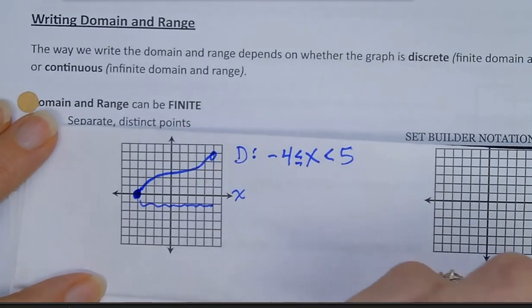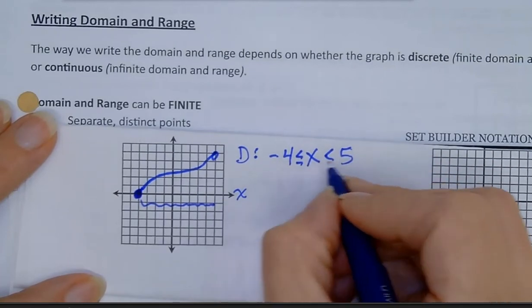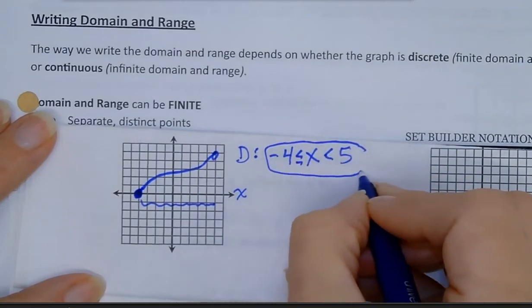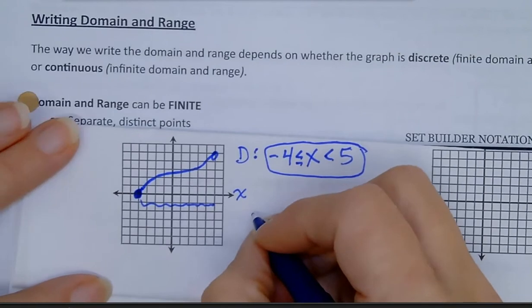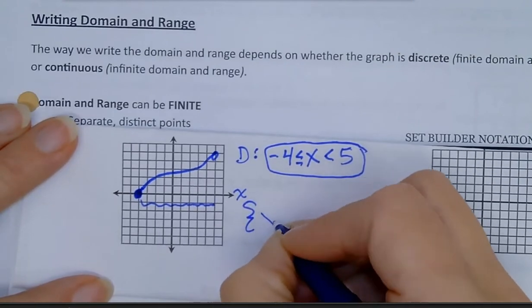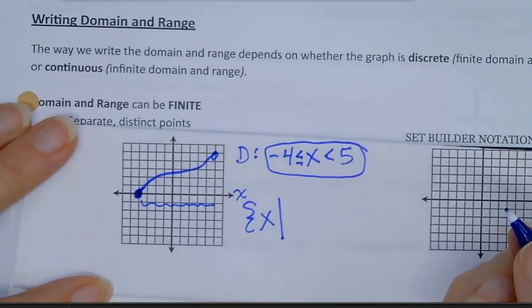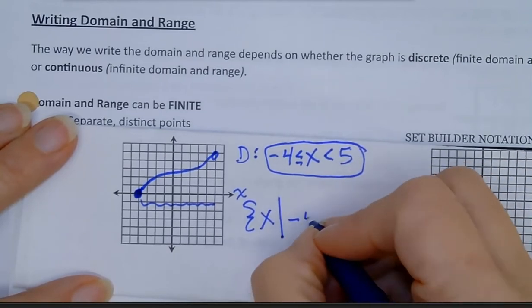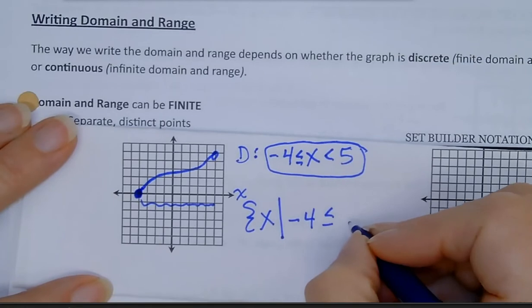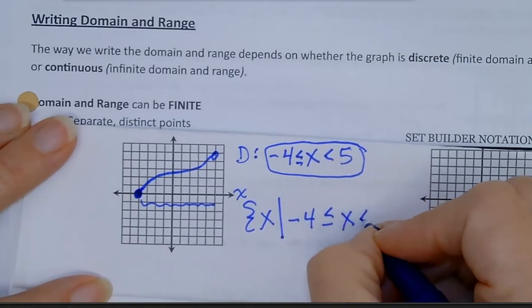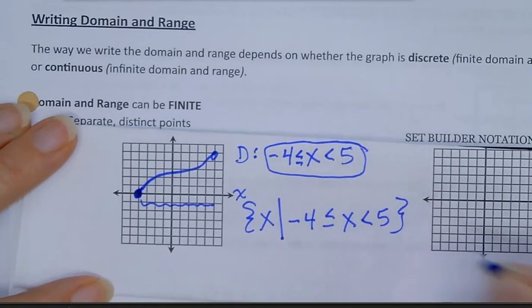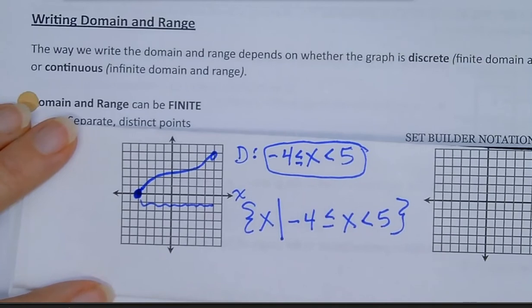Okay, so if I want to put that in set builder notation, I'm just going to tell you it's the set of numbers x such that x is in between -4 and 5. I'm just going to write exactly like I have that inequality statement. -4 is less than or equal to x, which is less than 5. And that's my set builder notation for the domain.